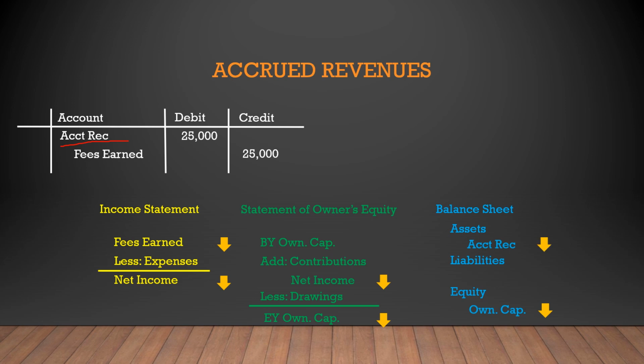You can also analyze this effect by using our accounting equation. Our debit to AR would have increased our assets. Without it, AR is understated. Similarly, our credit to fees earned would have increased our equity. Without it, equity will be understated.